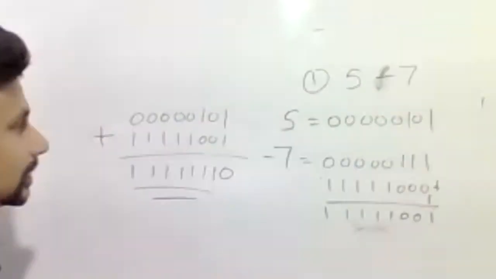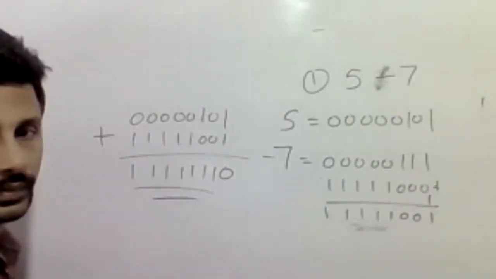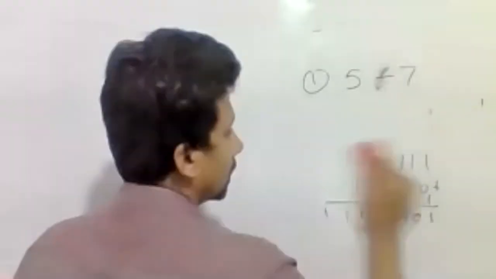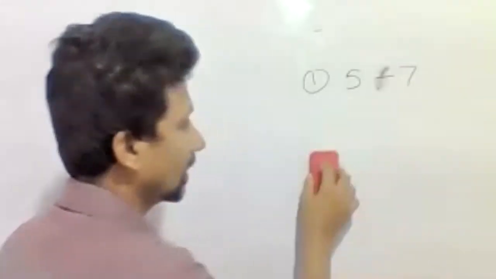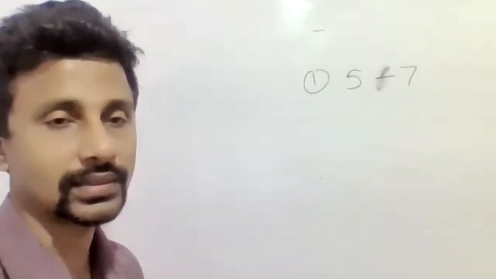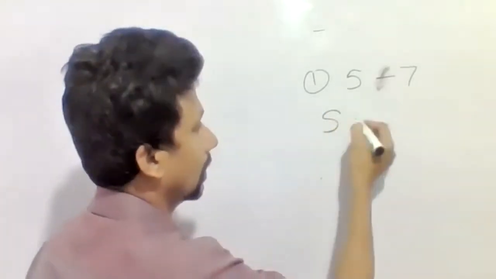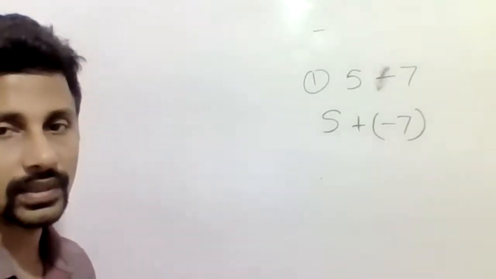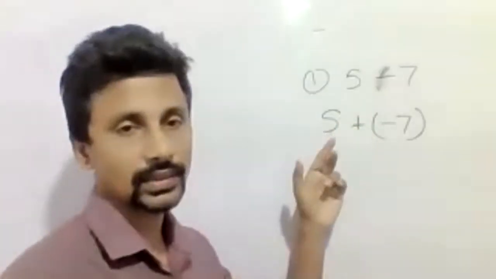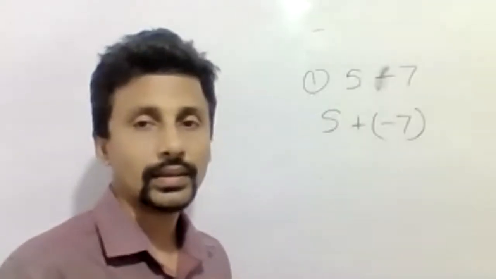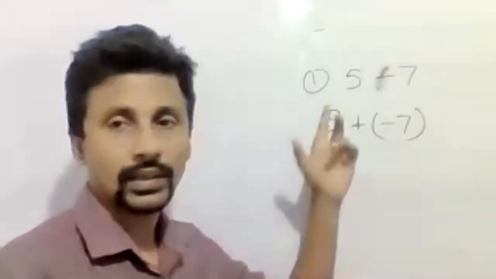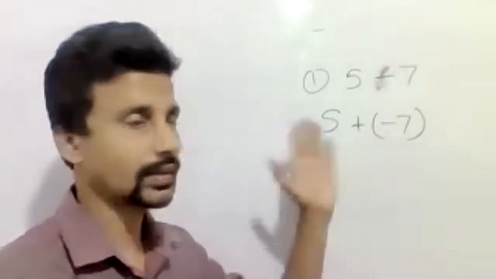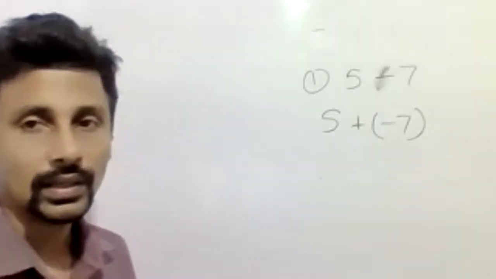I'll take another example. Now this 5 minus 7, I can write like this even. That's why I am asking you to add. Now 5 plus minus 7. Same thing, no? Right? So plus minus becomes minus. So that's why it is saying even if you have to subtract, you have to add them. That's why it's telling to add them, right?